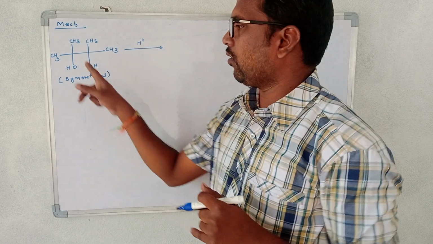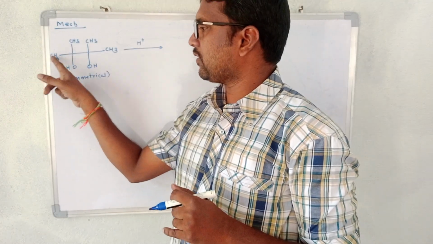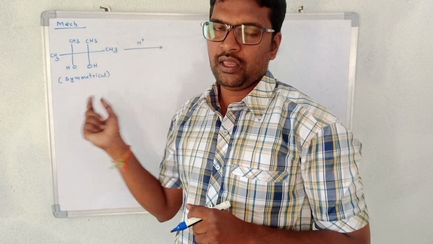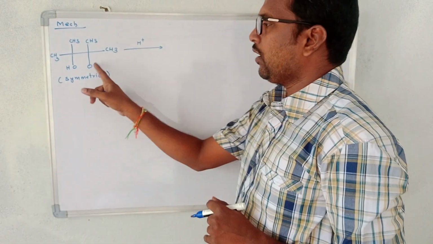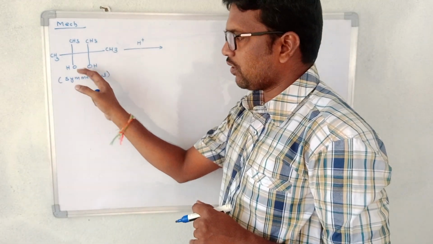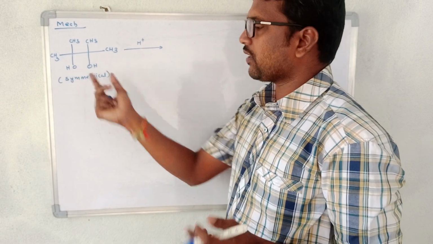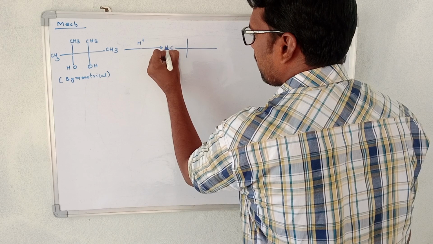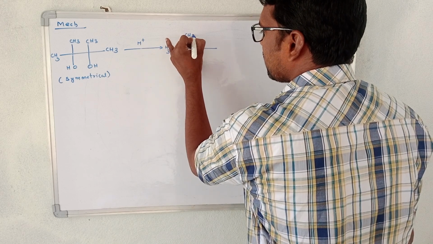It is a symmetrical diol because you see this carbon contains CH3 and OH, and this carbon also contains CH3 and OH. So it is a symmetrical diol. That's why here H+ can attack on this OH or this OH, no problem, because it is symmetrical. On one place that H+ can attack, so it can be changed like this, CH3.